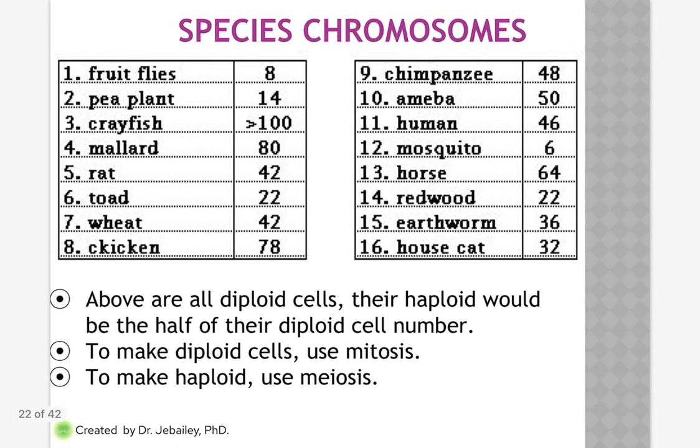Now here we are showing the diploid cells of all these animals, right? Fruit flies have 8, so that would be considered as the 2n. If I had to find the n of a fruit fly, it would have been 4. The n of a pea plant would have been 7. The n of a mallard would be 40. The toad would have been 11. And you can keep going for all of them as you go through. So that means basically that from the diploid, you take half of it, and that would be the haploid.